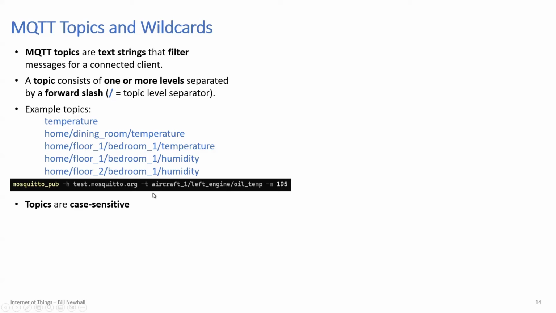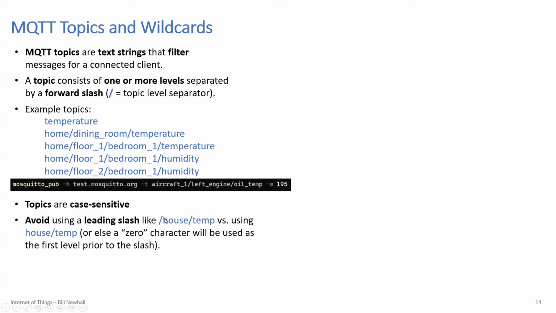Don't forget, topics are case sensitive. So if I have a capital A here under aircraft, that's different than lowercase a. So be careful with that. And also avoid using leading slashes like this, because when you have a leading slash, what this tells the client is that there's a null or a 0 character that is actually the leftmost level. And so typically you don't do that, because that can mess you up: /house/temp is different than house/temp. They're not the same topics.